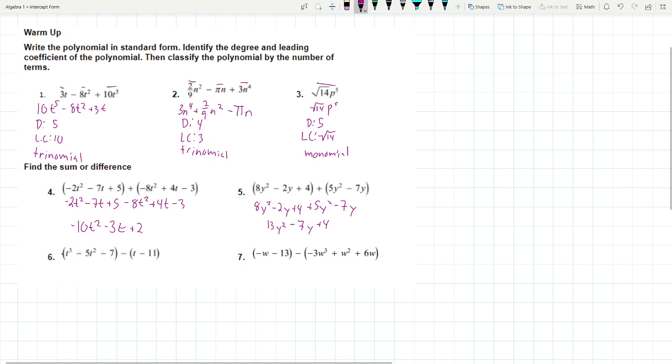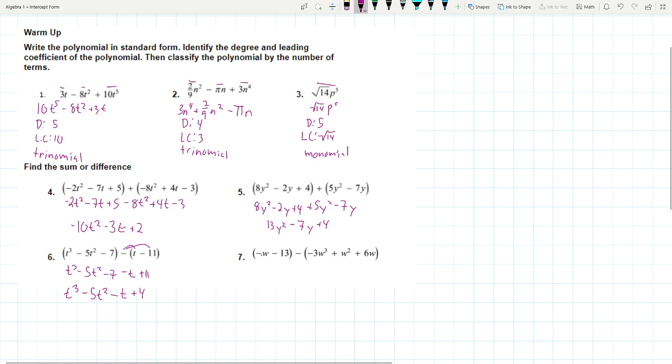Number 6, alright, nothing to the left, so this is t to the third minus 5t squared minus 7. This minus distributes to both of these, so I get negative t plus 11. Going to combine like terms, there's no other t cubed, so I go t cubed. There's no other t squared, so it's minus 5t squared. I have just one t, and negative 7 and 11 make positive 4.